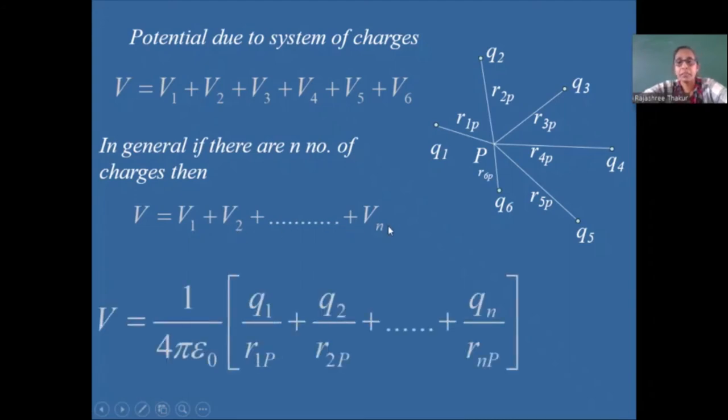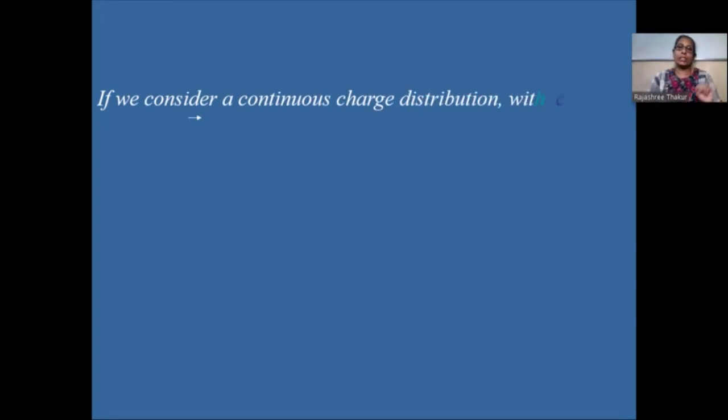Hence, I can write the formula V is equal to 1 upon 4 pi epsilon naught into the bracket Q1 upon R1P, the distance of that point from that charge, plus Q2 upon R2P and so on, plus Qn upon RnP.